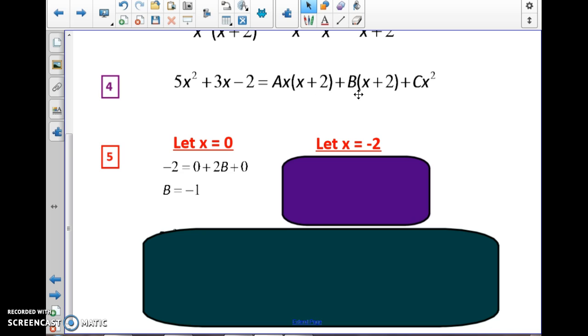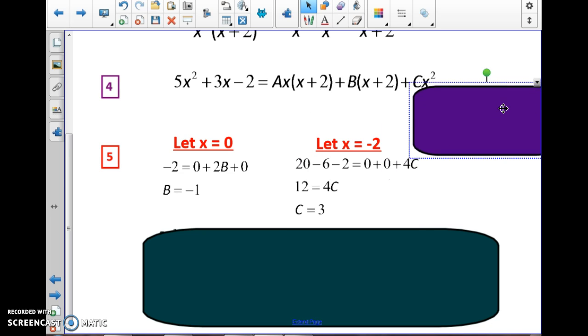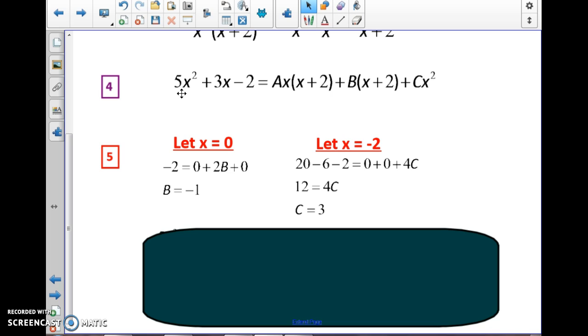All right, so now let's go ahead and let x equal -2, because again, that's going to get rid of this part and this part. So when we do that, we get a little bit harder, but we get 20 for this part, -6 here, and still the -2. This a part becomes 0, the b part becomes 0, and I can solve for c by getting 4c, and I end up with c equal to 3 after I solve all of the information here.